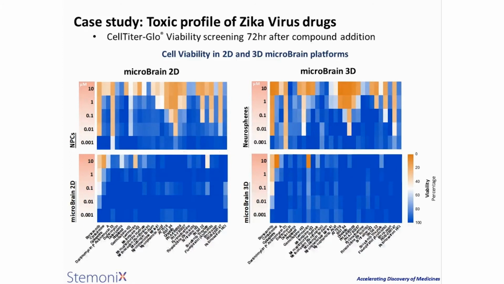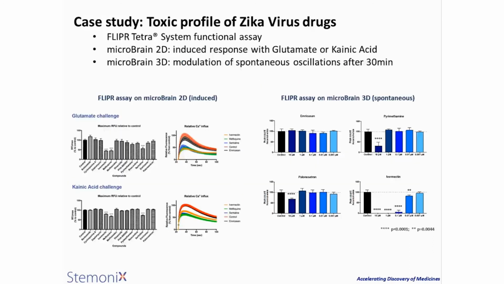We decided to select some of the compounds that we consider safe, so the compounds that didn't induce much toxicity, to test on a functional level to see if, even though they don't have a cell viability drop, they induce any functional change on these cell lines. We again use both platforms, microBrain 2D and microBrain 3D, but now we use the FLIPR Tetra again. So it's a more high-throughput screening of these compounds.